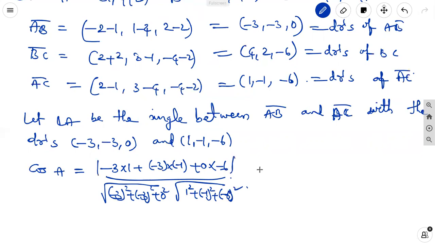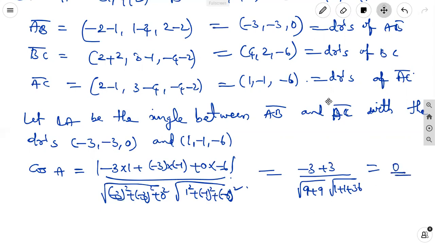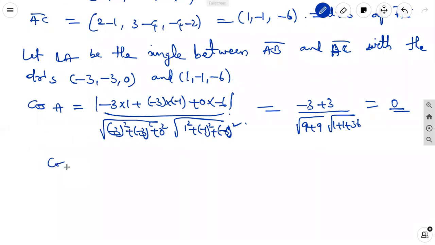Taking the modulus, it is equal to (-3 plus 3) by under root of (9 plus 9) under root of (1 plus 1 plus 36). It's 0 by something, which is 0. Therefore cos A equal to 0, so A equal to pi by 2.